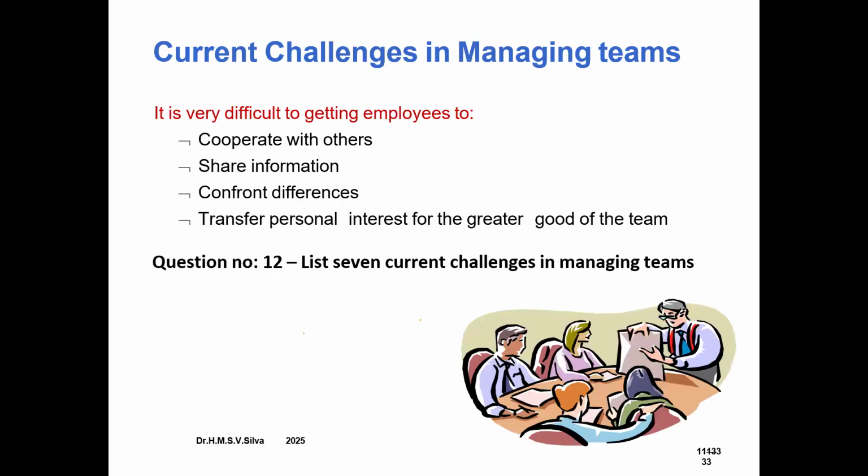So therefore, in a work team, there are current challenges in managing teams. It is very difficult to get employees to cooperate with each other. Even though they work in a team or a group, since people have different personalities, it's difficult to get employees to cooperate with each other, share information, and confront differences. So therefore, it is highly required to transfer personal interest for the greater good. List seven current challenges in managing teams. It's homework for you.